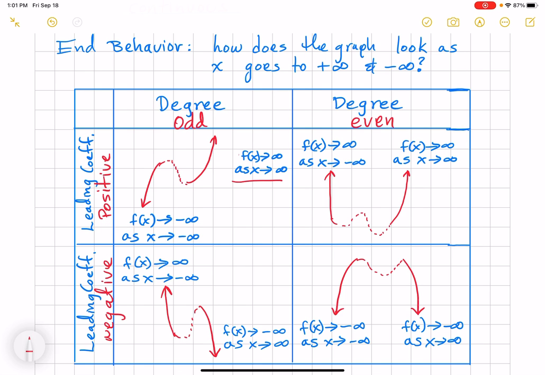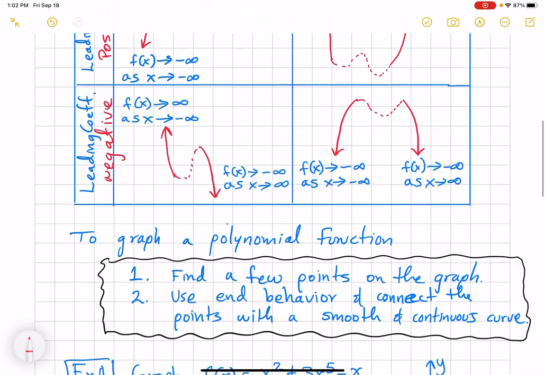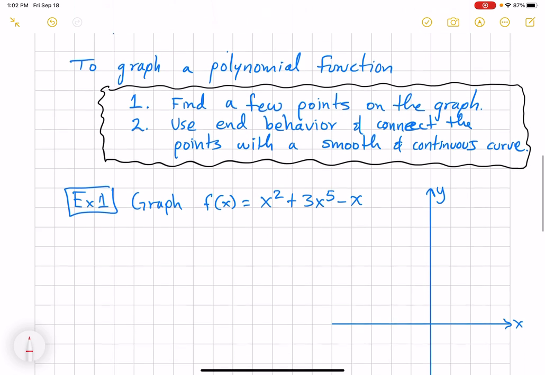Here is a nice organizer on how end behavior looks based on the degree and based on the sign of the leading coefficient. Please write this down in your notes and use it wisely to do examples like we're about to do.